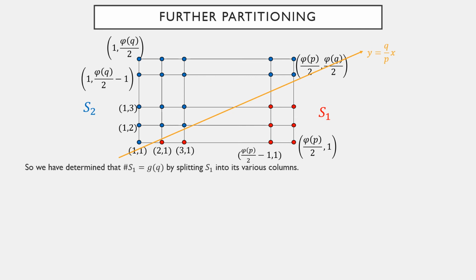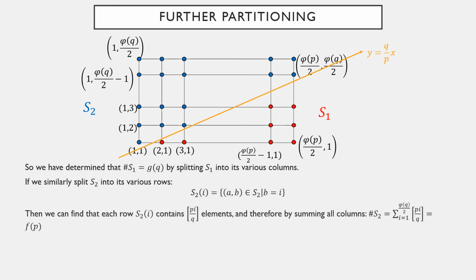We've already determined that S1 has g of q different elements in it, and we did this by going column by column. Now we're going to look at S2 and view it as to the left of the line and go row by row. Define S2 of i to be all the points in S2 with a fixed y coordinate. Since the y coordinate is fixed, this does in fact split it up row by row.